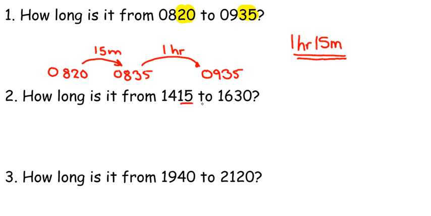So 14:15 up to 16:30. Same kind of idea. We're just going to start at our 14:15 or 2:15 in the afternoon, and we want to move up so that we have the same amount of minutes at the end. Like it was last time, that's a 15-minute jump as well. Okay, what I'm now going to do is I need to move from 14:30 all the way up to 16:30.